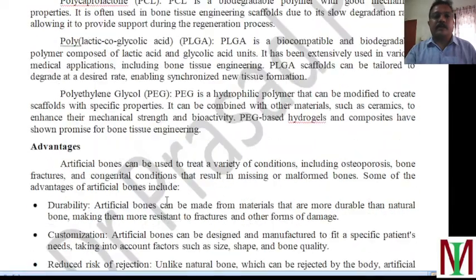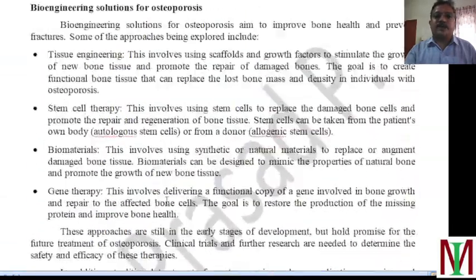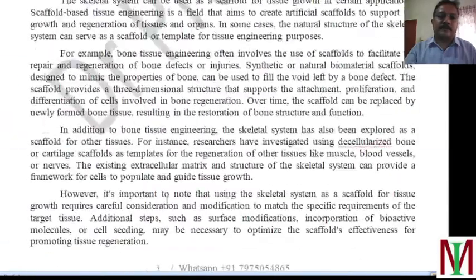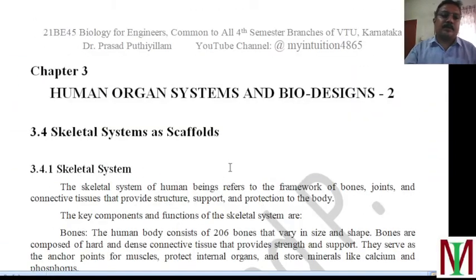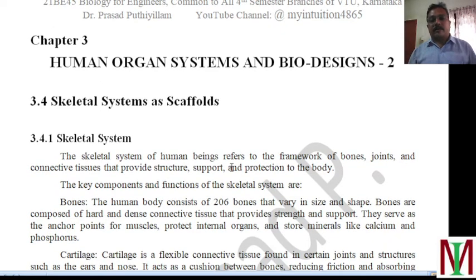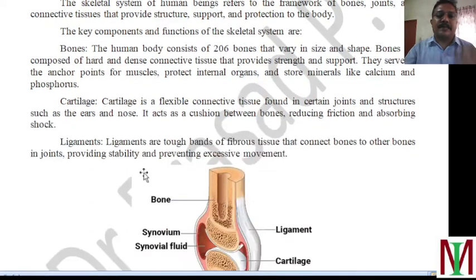Okay, so that's about the skeletal system and scaffold. I revise this particular topic once again. It's actually a subtopic. The third topic is actually the muscular system as well as skeletal system as scaffold, but I split it into two. Muscular system as scaffold, 4 or 5 pages of notes I prepared, I made as one video. Skeletal system as scaffold was just now covered, in which I explained about the skeletal system.